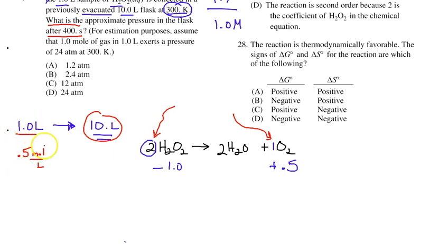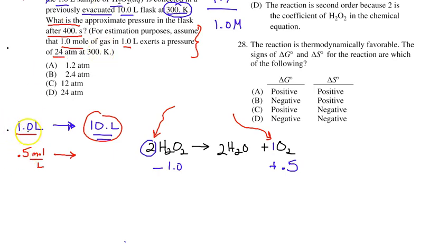It was a liter container. The reason why they made it 1 liter is so you recognize it's 0.5 moles. Now, okay, what would be the pressure? Well, the question said for estimation purposes right here, they wanted you to use this: assume that 1 mole of a gas at 1 liter exerts a pressure of 24 atmospheres.